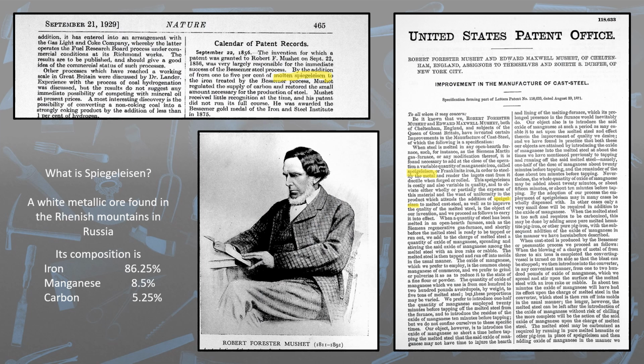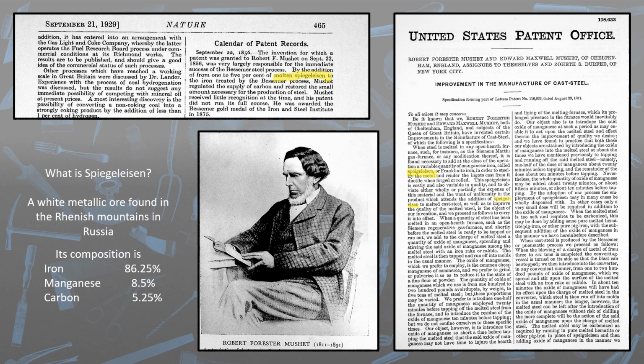Problems 1 and 2 were solved by Robert Mushet's invention. He added 5% of molten Spiegeleisen to the iron treated by the Bessemer process, which killed the iron in the moulds and also allowed steel to be produced with a known carbon content.